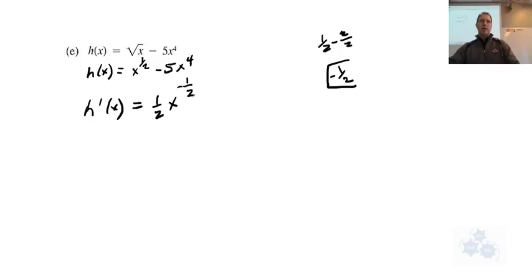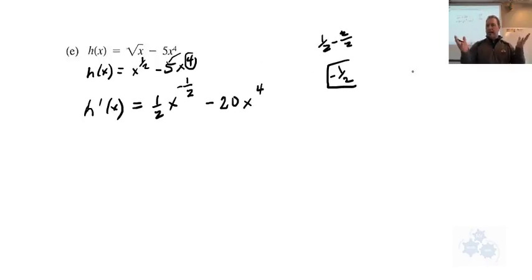So if you have 1/2 and you subtract 1 whole from it, you want to write that as a 2 over 2, and that becomes a negative 1/2. Okay? You'll run into that quite a few times with the more practice you get. And then here the 4 comes down and multiplies by the 5, so that's 20x to the 4.